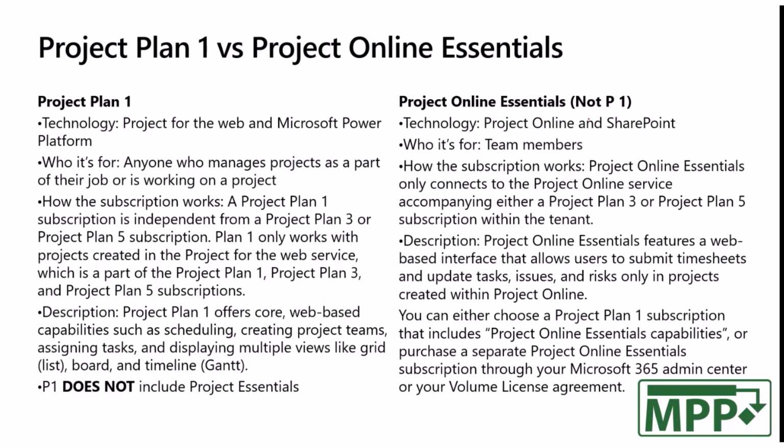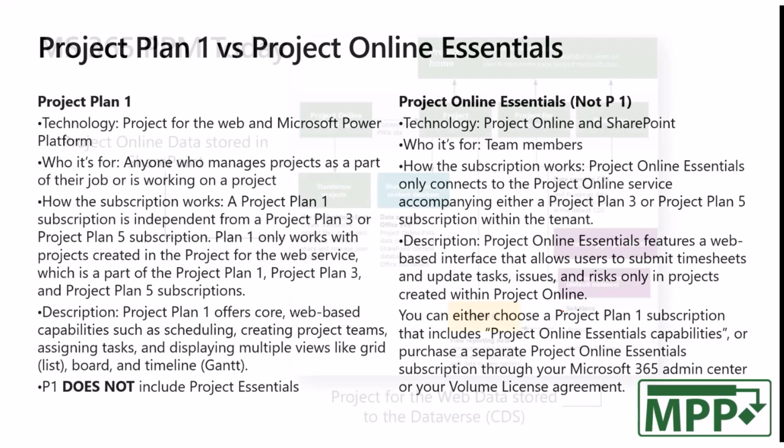When we talk about Essentials, which is not P1, it is what is going to be used typically by team members, right? All the team members, resource managers, maybe portfolio viewers, they just need this Essentials license. It works with your P3 and your P5 licenses, right? It's what's basically allowing users to connect to PWA and start to work with it. So two different licensings, two different monthly subscription fees, right? So they are distinctly different.